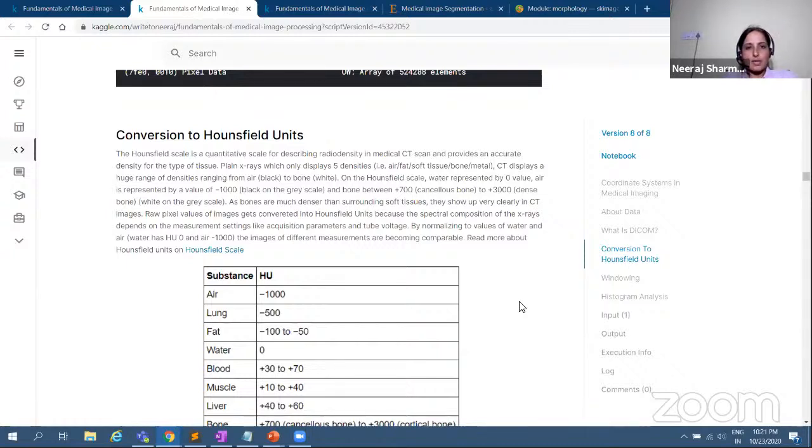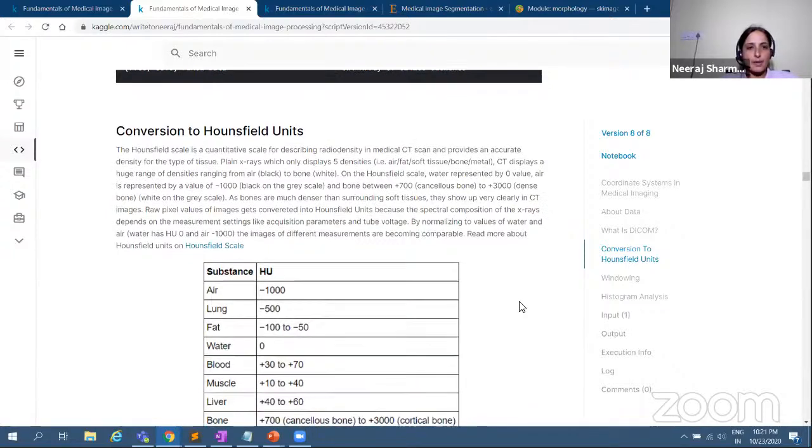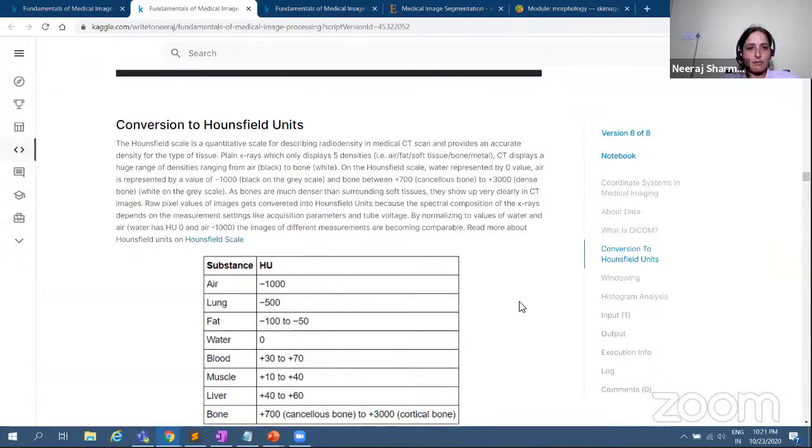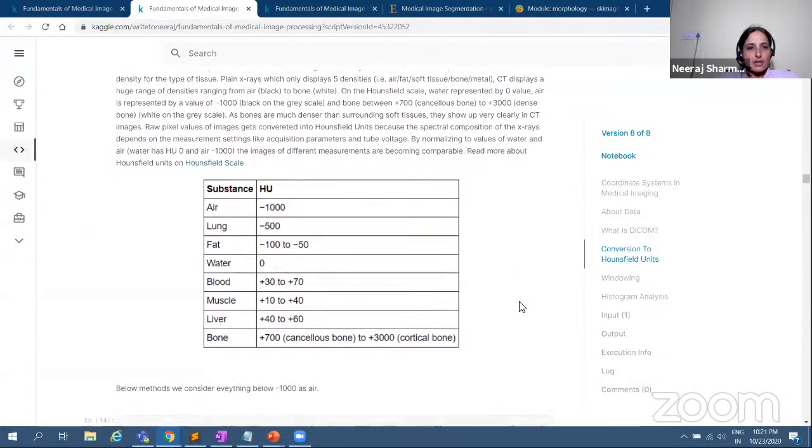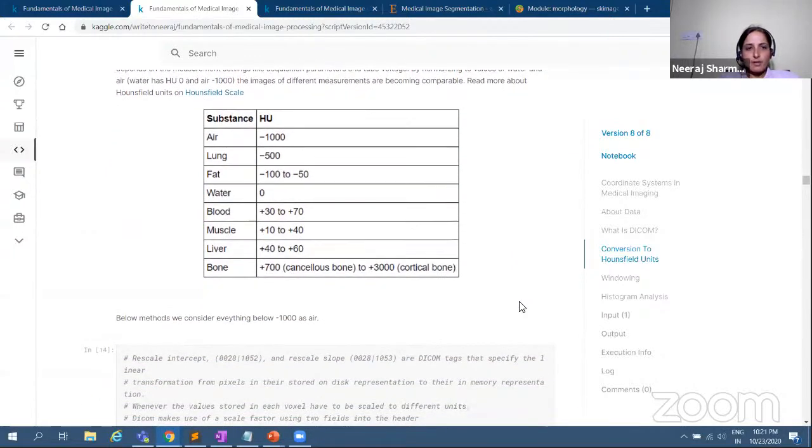When we go towards the negative scale, the gray scale goes towards the blacker shades, and air is of the black shade. As we go towards the positive or denser side, it becomes grayish or white, and bone is of the white color. So in between black and white, there are all the gray shades. These are the standard HUs which we consider.